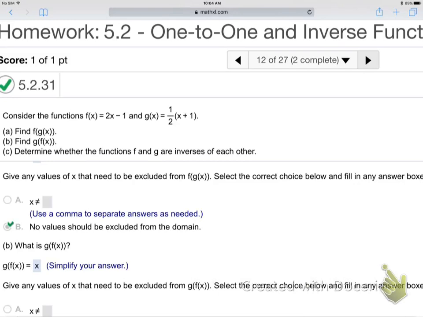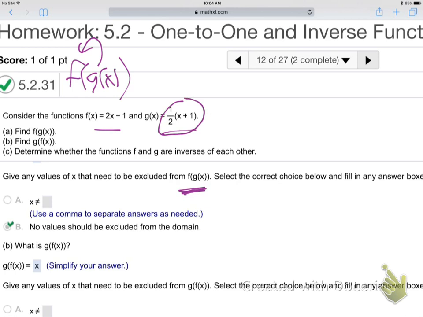Okay, so they're giving me f of x is 2x minus 1, g of x is a half x plus 1, and they're asking, what is f of g of x? So composition again, sticking one function inside the other, right? They're giving me f, they're giving me g, and they're asking what's f of g of x? That means put g into f, doesn't it? Right to left, always right to left for these things. So put g into f.